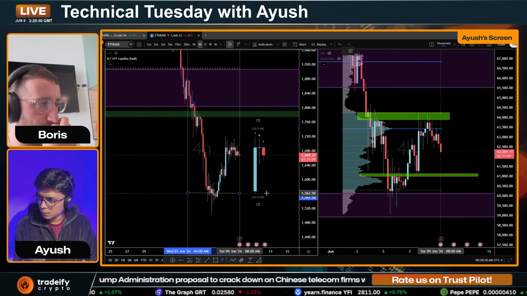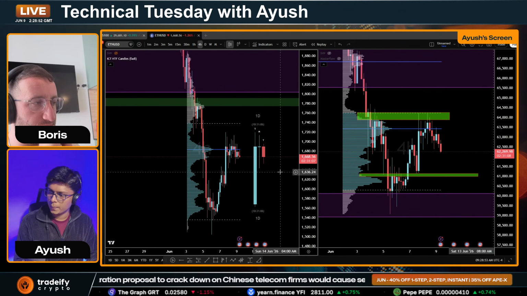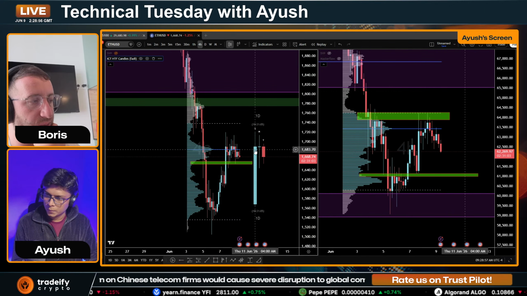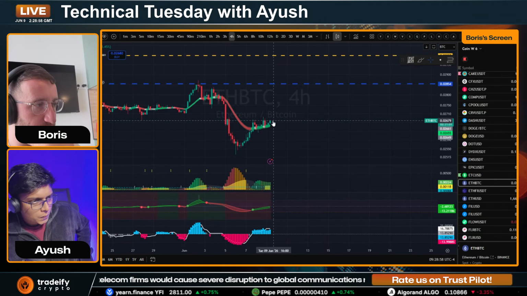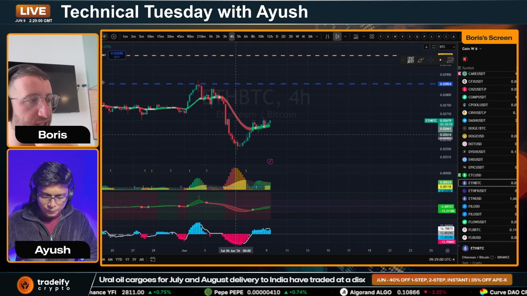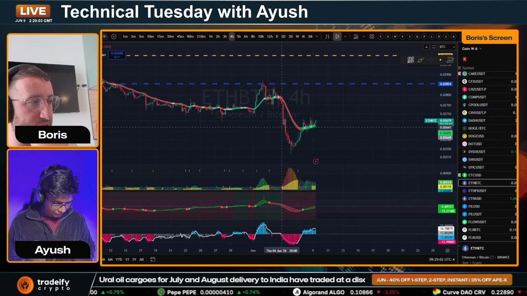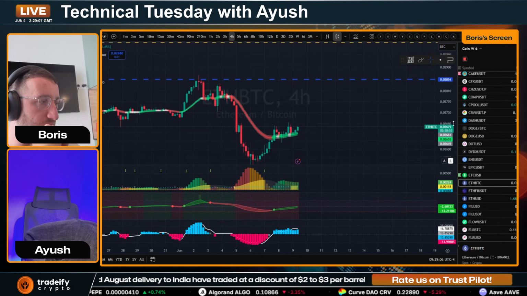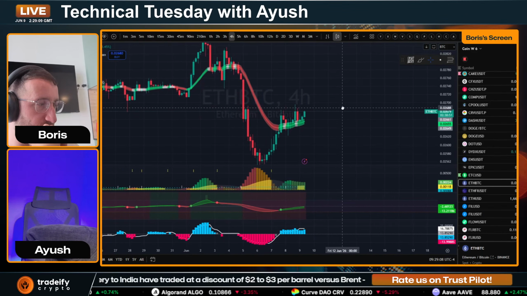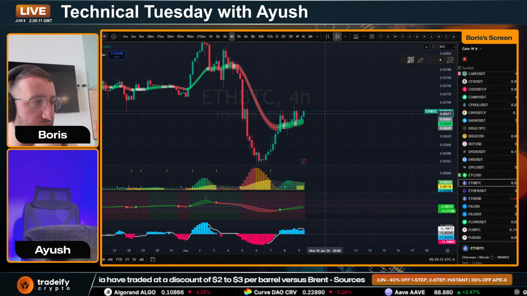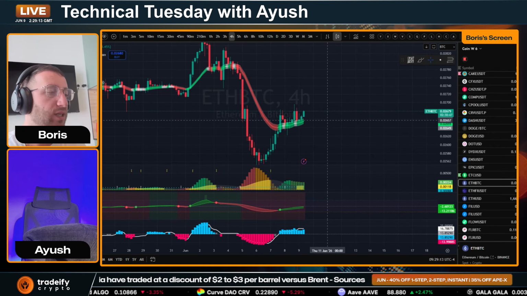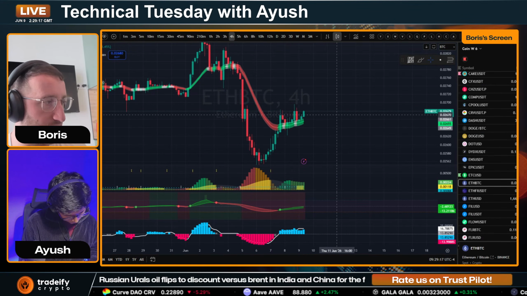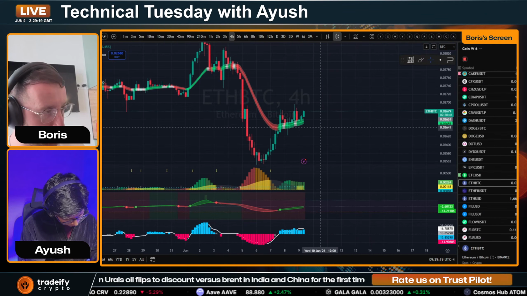And actually, if we zoom out to my chart and look at the Ethereum Bitcoin ratio, Ethereum is starting to form a bullish pattern here against Bitcoin. So relatively speaking, on the 4-hour, Ethereum is looking a bit stronger than Bitcoin.